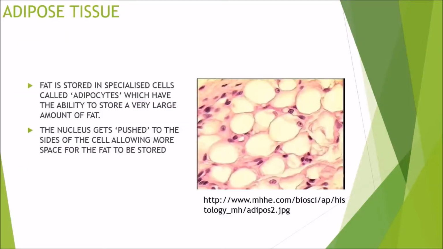Let's talk a little about adipose tissue. Fat is stored in specialized cells called adipocytes, which have the ability to store a very large amount of fat. The nucleus gets pushed to the side of the cell, allowing more space for the fat to be stored. On this diagram, you can see that this white area is just pure fat. These areas show the nuclei, and the little black dots are the nucleoli. As you can see, they're all pushed to the far extremities of every cell to make room for all this vast amount of fat that's built up inside.